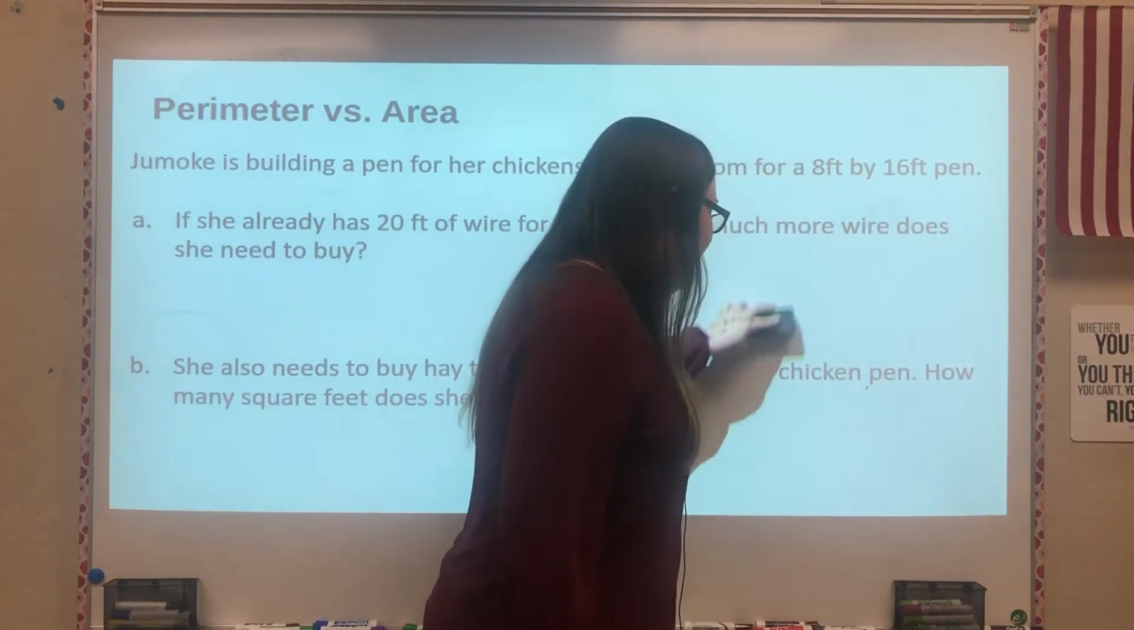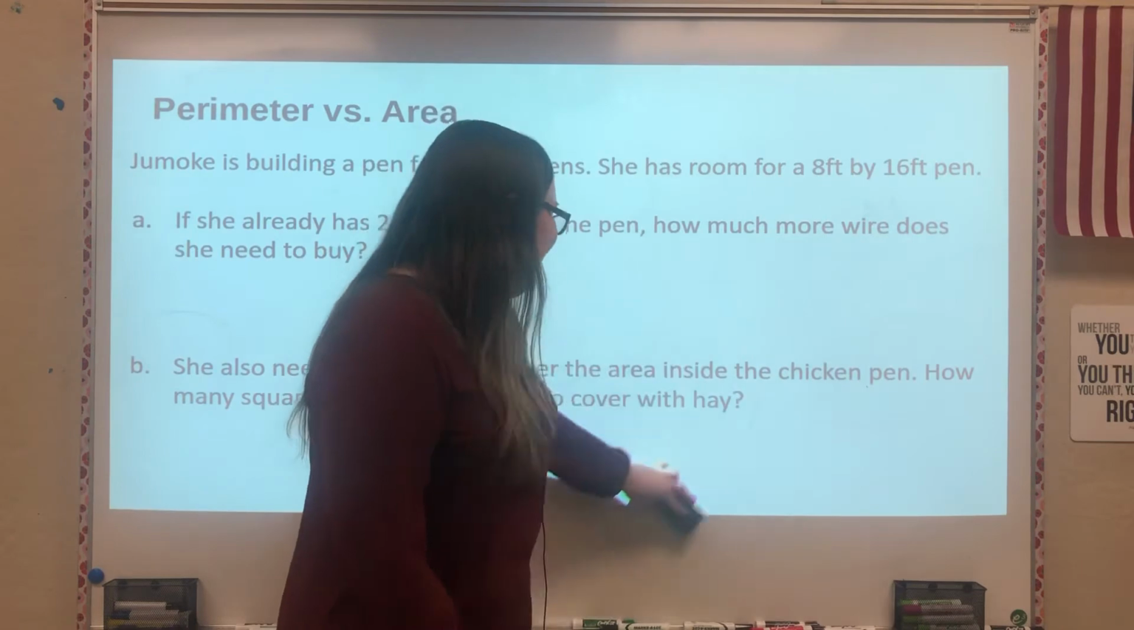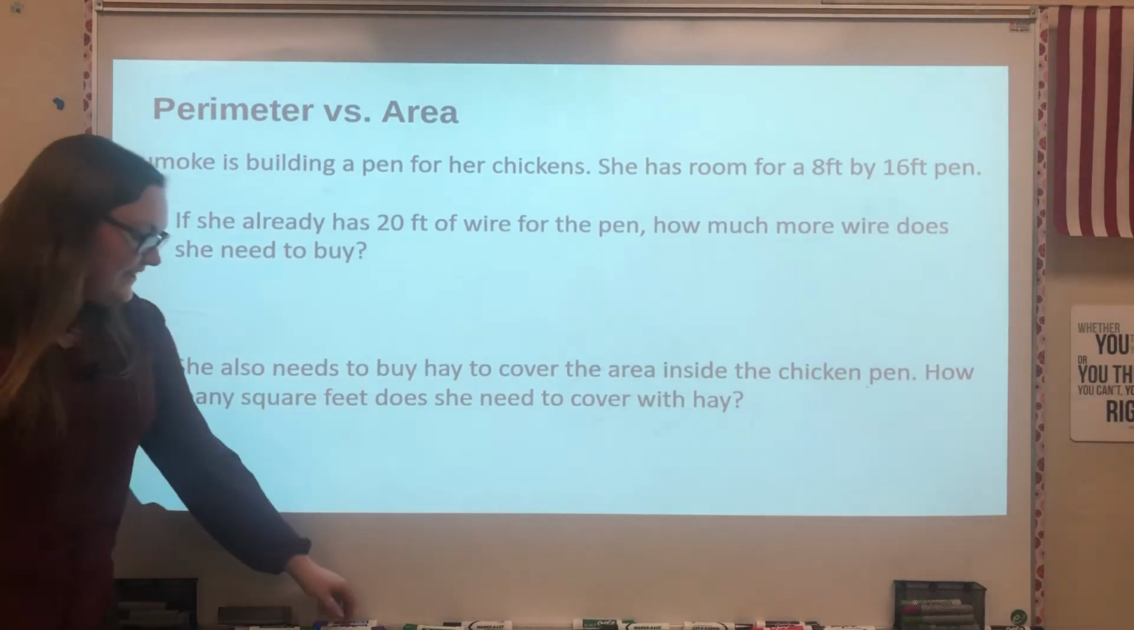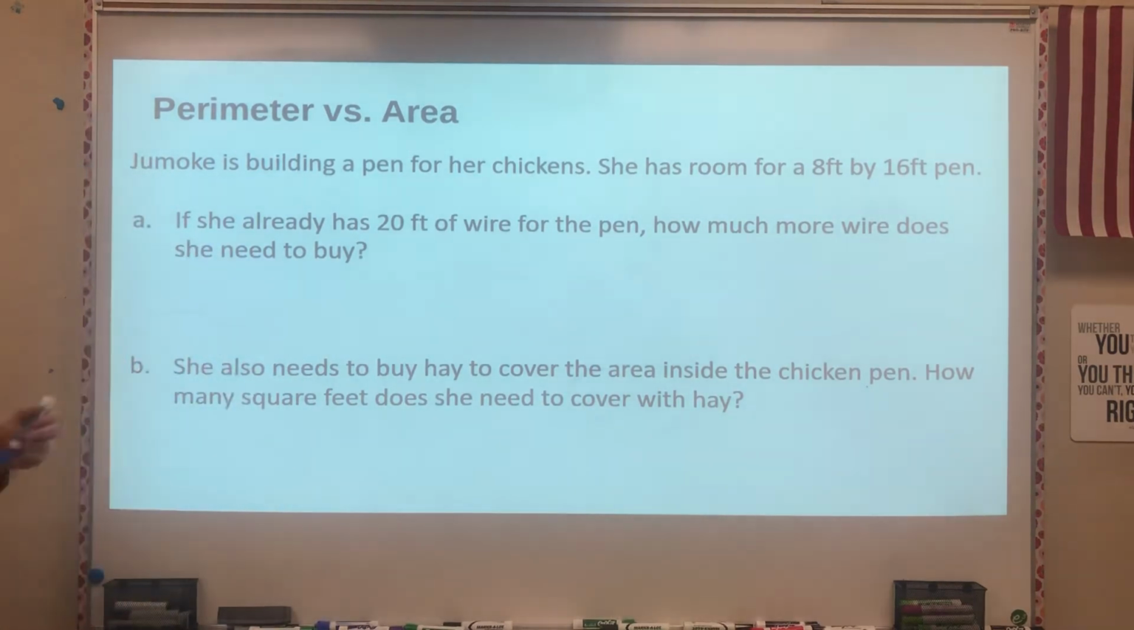I think with these, well, let's read the question first, then I'll say. For this one here, we've got Jamoke is building a pen for her chickens. She has room for an 8-foot by 16-foot pen. The first question says, if she already has 20 feet of wire for the pen, how much more wire does she need to buy? Go ahead and try this first question here now.